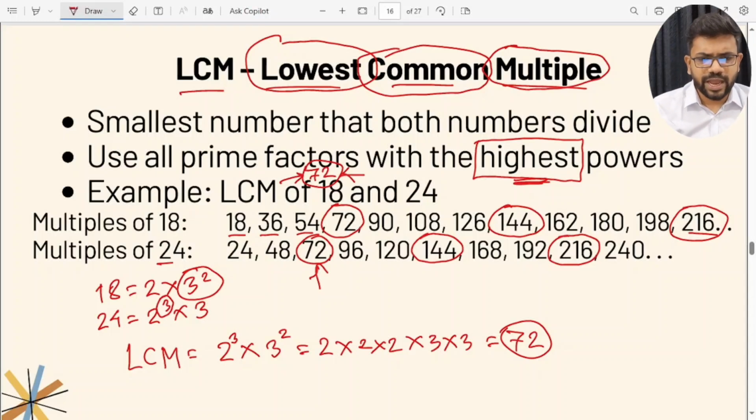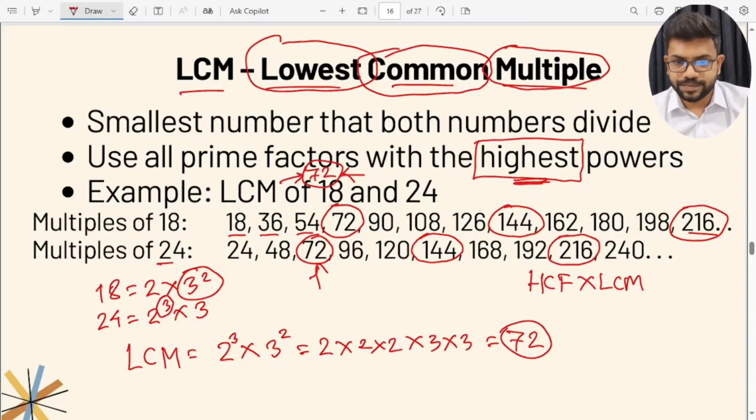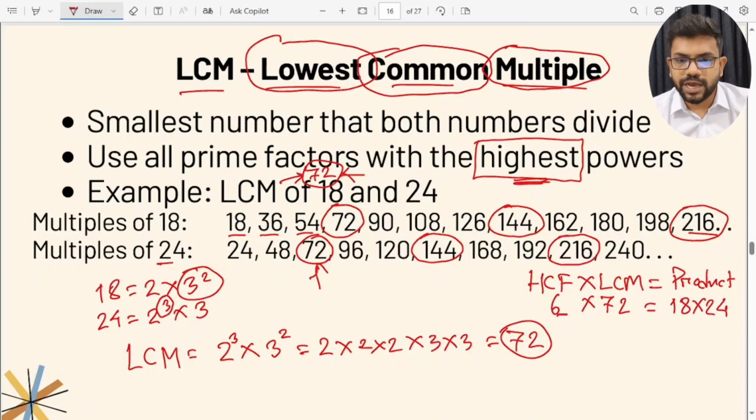Another interesting thing here is you'll see that the HCF and LCM multiplied together of the two numbers will give you the product of the numbers. So we got the HCF as 6, LCM as 72, and the numbers were given as 18 and 24. When you multiply them, you'll see that the product of the numbers is equal to the product of their LCM and HCF for two numbers.